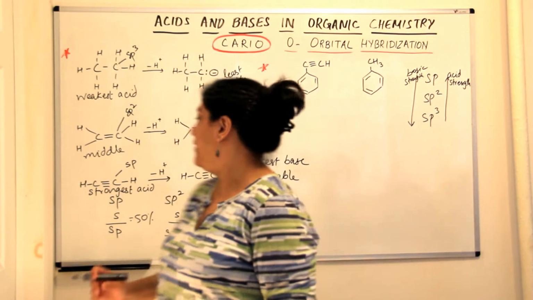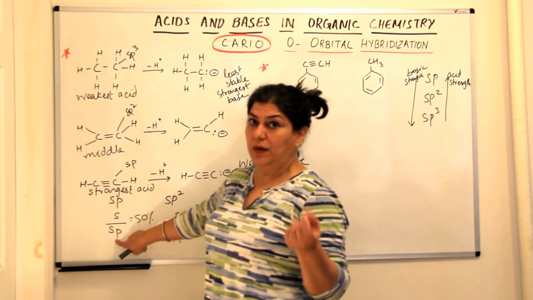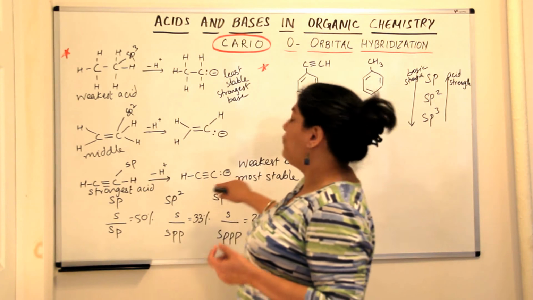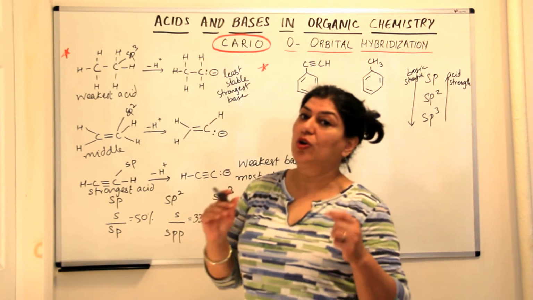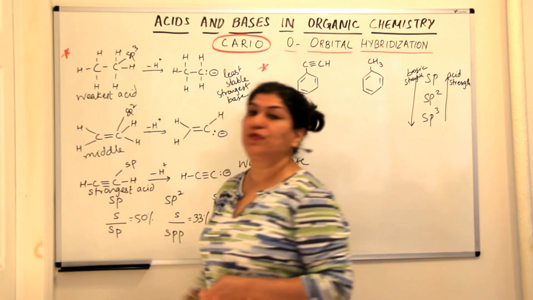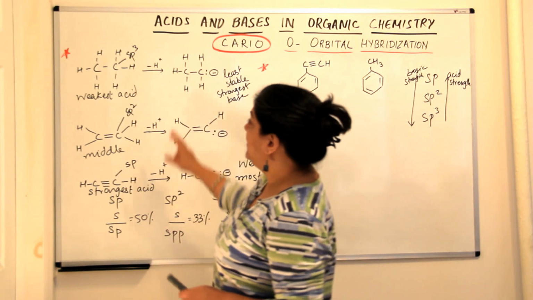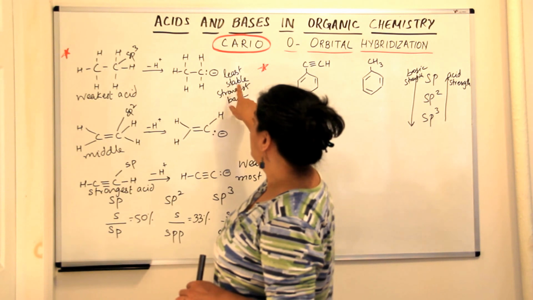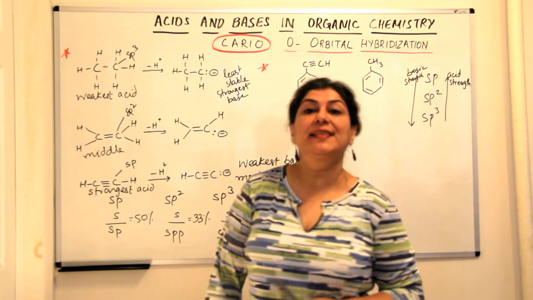That when you have an sp hybridized carbon atom, or an atom which is sp hybridized, it would form the weakest base, it would form the most stable conjugate base, and hence the acid would be the strongest acid. And if you have the least stable conjugate base, you would have the weakest acid.